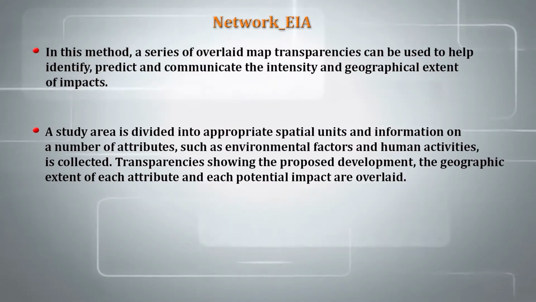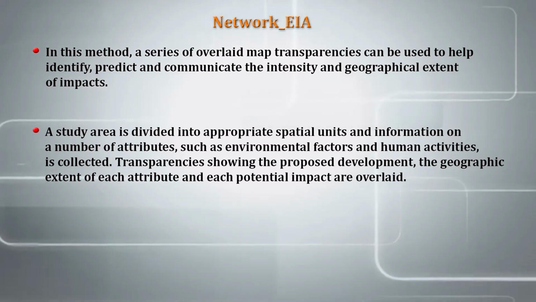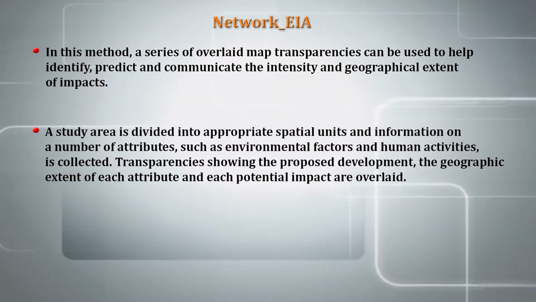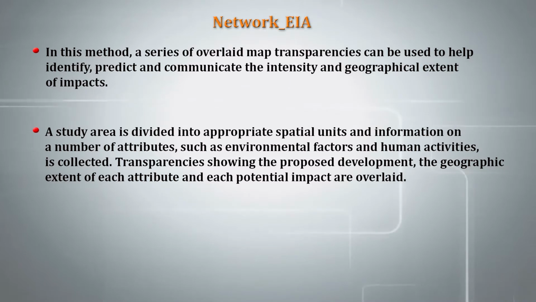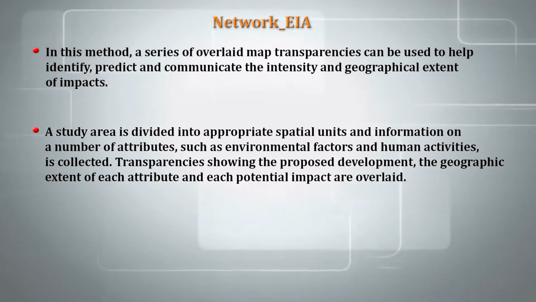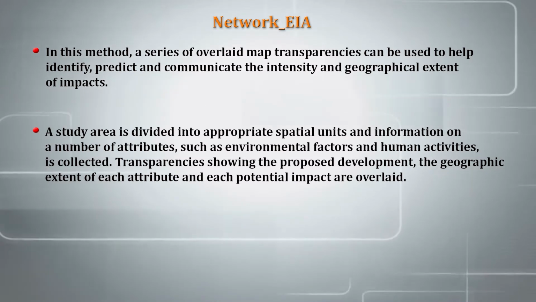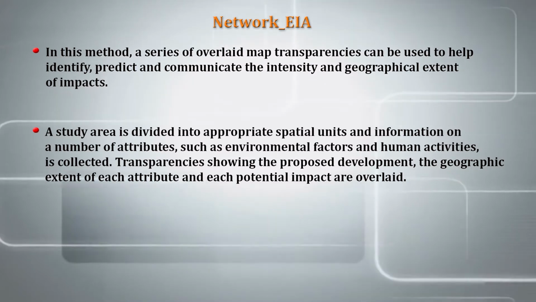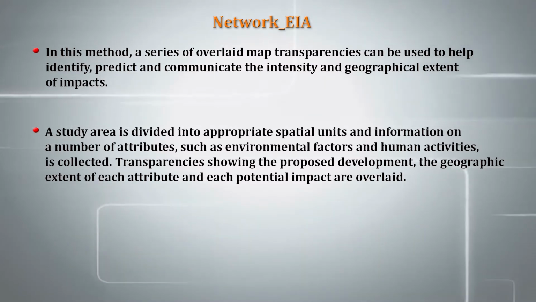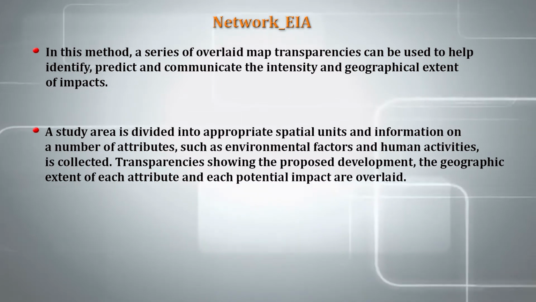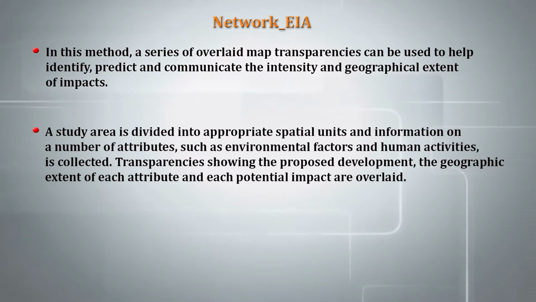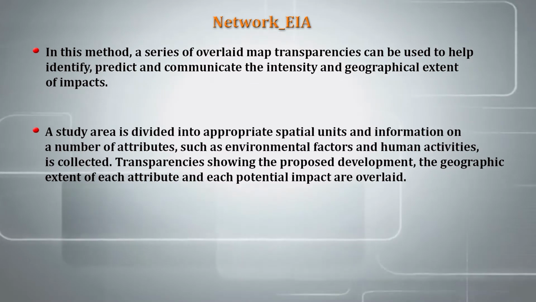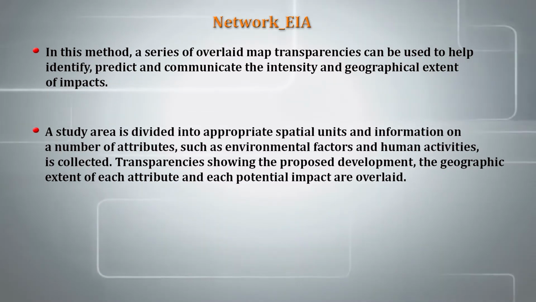When you look at the study area, what we will be trying to do is divide the study area into appropriate spatial units, small units, and information on a number of attributes such as the environmental factors and the human activities will all be collected and incorporated in the particular transparencies or layers. Now we use a lot of computer software and algorithms, and we will discuss layering later on, but traditionally we use transparencies. The transparencies showing the proposed development, the geographical extent of each attribute and each potential impact are overlaid one above the other.